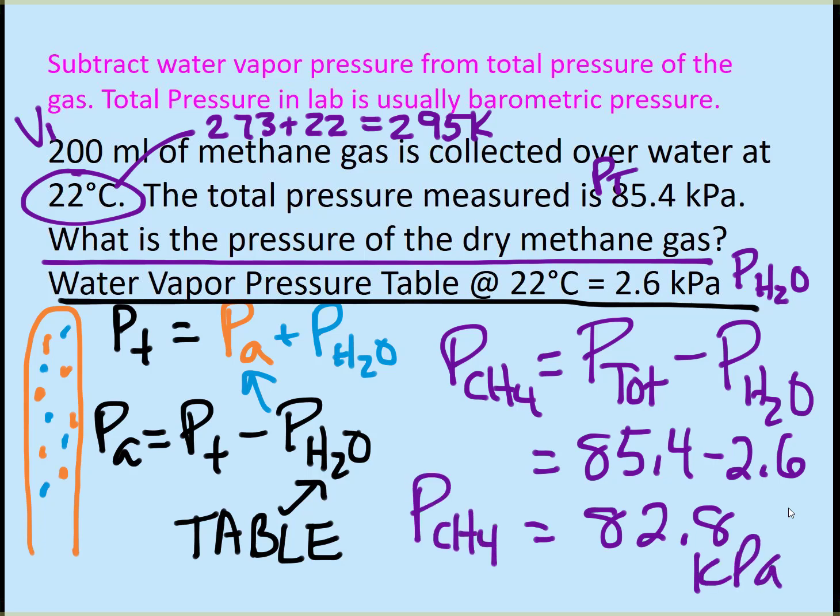And a lot of times they'll ask, what is the pressure of the dry gas? So this is the dry gas, and it's dry because I mathematically subtracted the water vapor pressure away. So again, this methane will take whatever shape of the container it is, and if I were to mathematically take out the water vapor, I would still have that same volume of gas at that temperature.